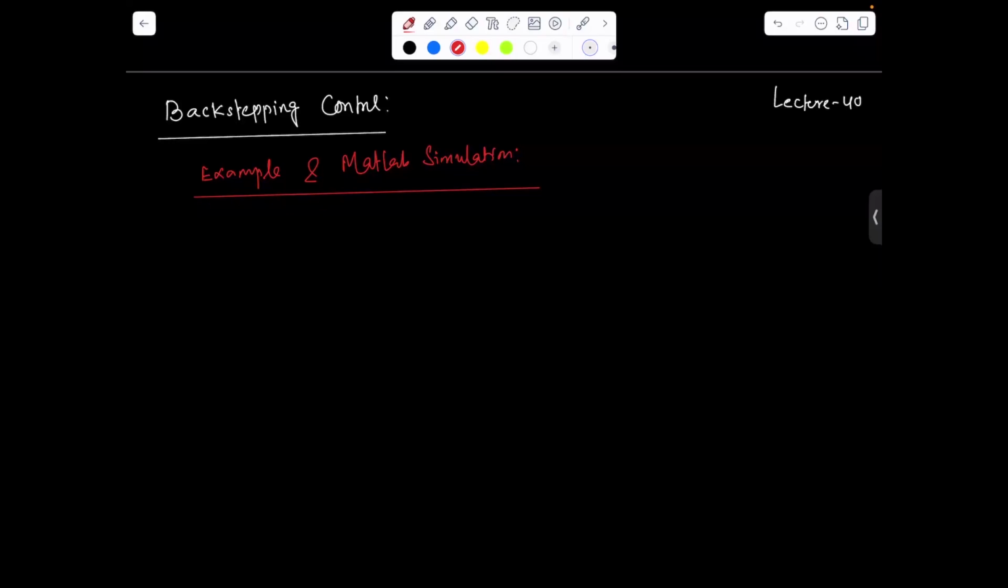Hello everyone. We'll continue the same topic, backstepping control. Here we're going to have an example and also a MATLAB simulation. So let's first define the example we are going to solve, and we'll also have the MATLAB simulation for the same example.